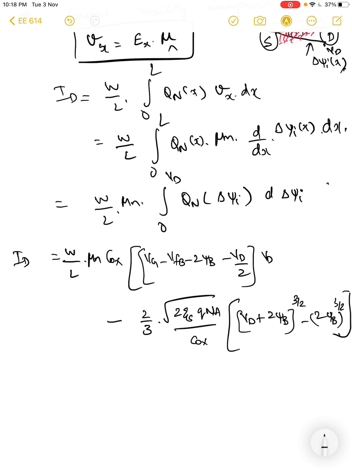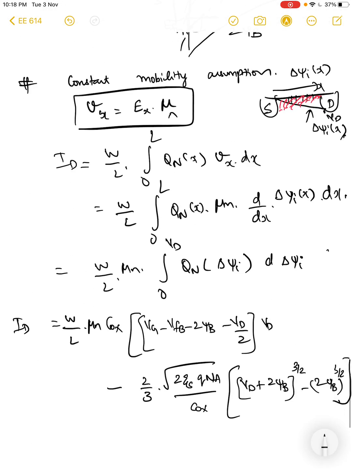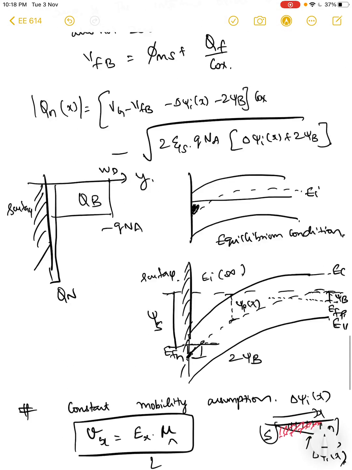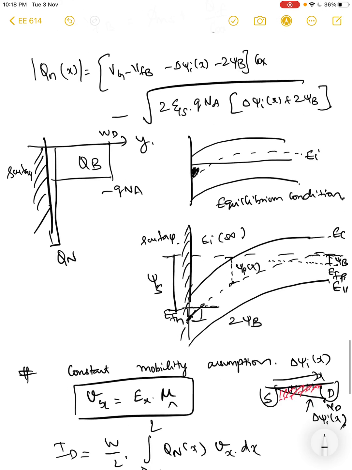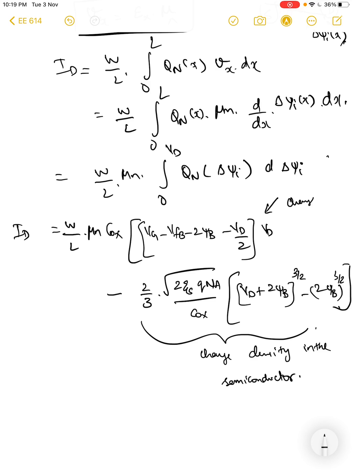Remember, the square roots that we have here led to this 3 by 2 thing, and whatever the constants here gave you, this particular thing. So this particular term has to do with the charge density in the semiconductor, and this has to do with the charge at the interface.